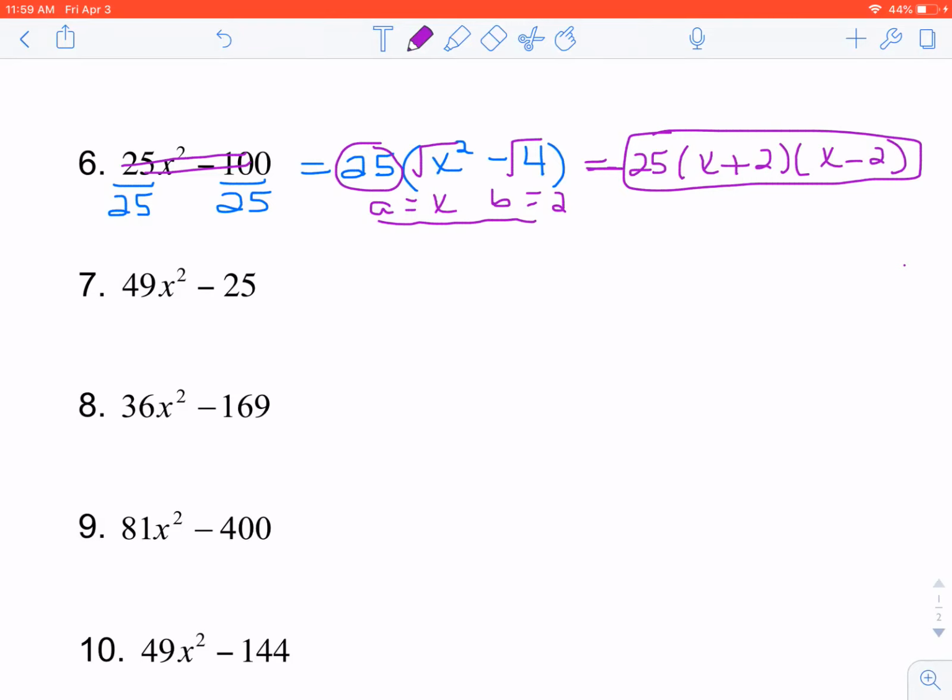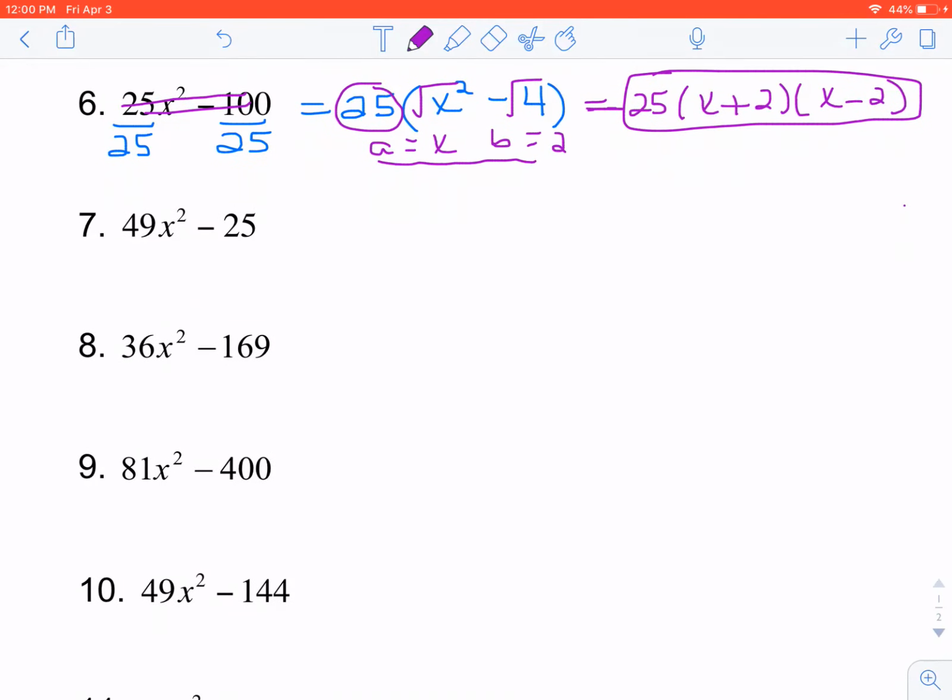So if we go down to number 9, number 9 says 81x squared minus 400. Is there a GCF? 81 and 400. They're not divisible by 9. They're not divisible by 2. I can't take out a 3. So there isn't a GCF. That means I just need to take the square root of both of them. So the square root of 81 is 9. Square root of x squared is x.